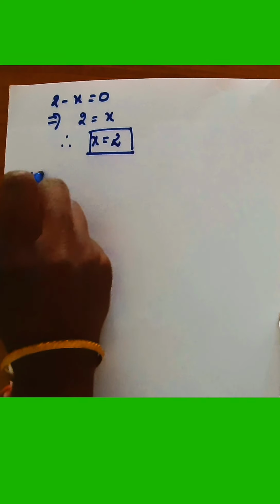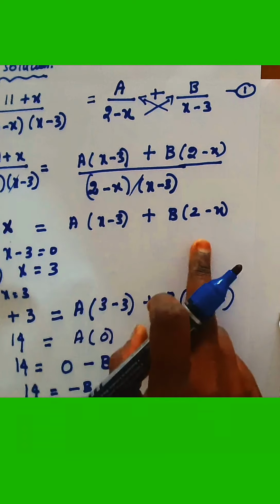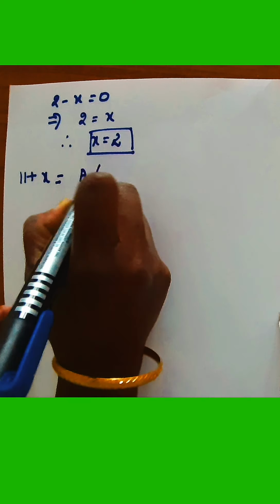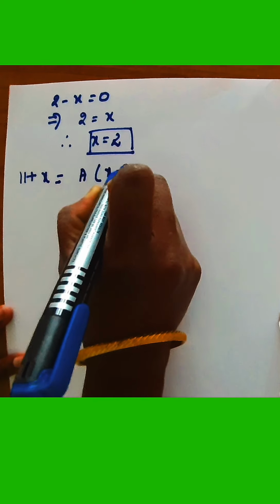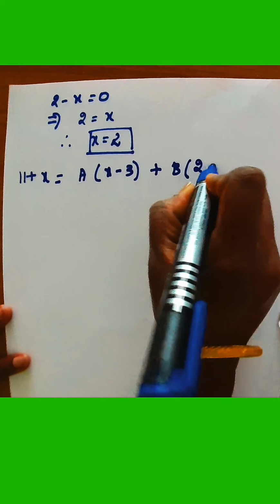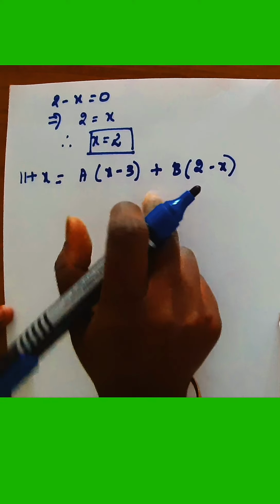We have the equation 11 plus x is equal to, right students, we have this equation, the original equation, which we simplified and got. I'm just writing it again: a times x minus 3 plus b times 2 minus x. So I'll substitute the value of x is 2 in this equation.